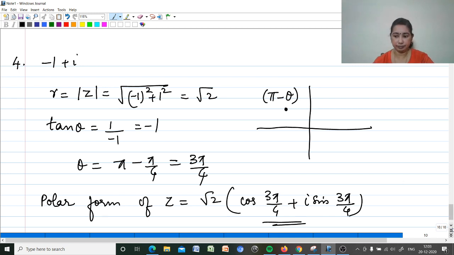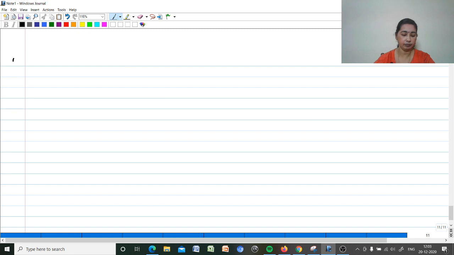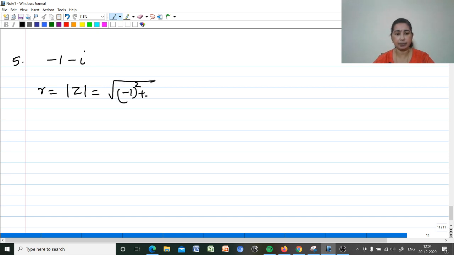Now next one, 5th one, minus 1 minus i. So as earlier, find what is r. r is the modulus, which is the root of (minus 1) square plus (minus 1) square, which is equal to root 2.